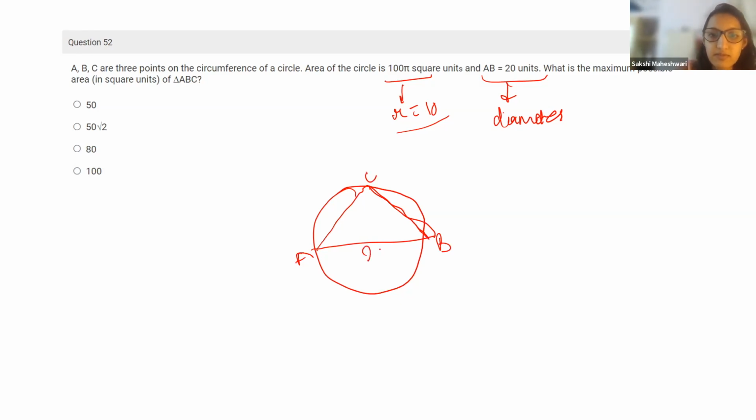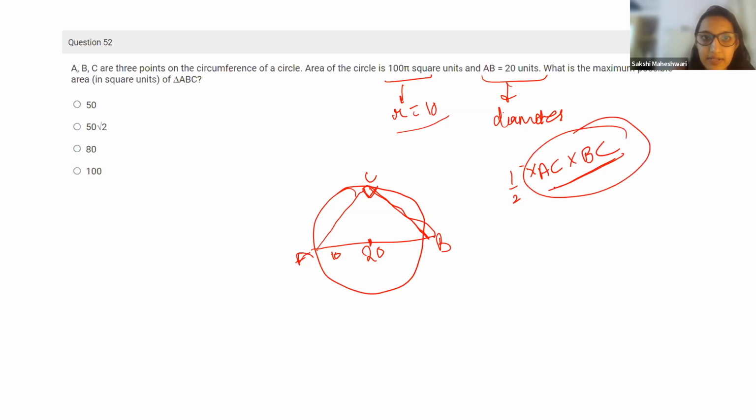This is C, this is 20. Now, this is 10. So we need to maximize the area of half into A into B, this is ABC. So this will be a right angle, right? If you want to maximize the area, half into AC into BC, this has to be the same, right? This will only be possible when these are maximized. So this has to be an isosceles triangle to maximize.